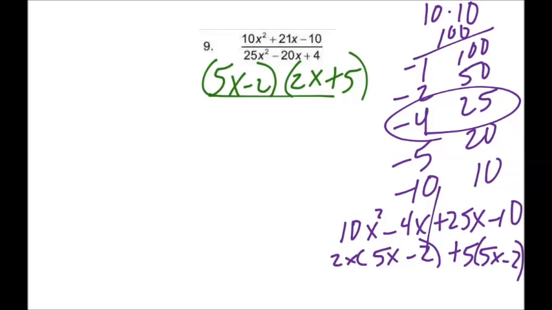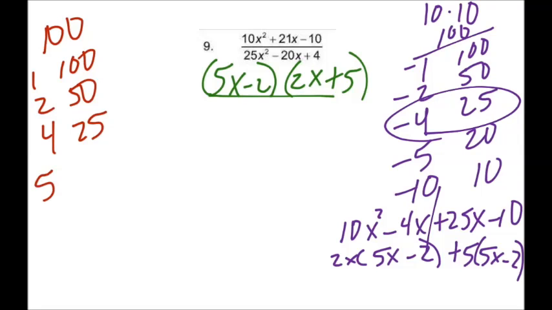On the bottom over here, you're going to find the factors of 100 again, because 25 times 4 is 100. So 1 and 100, 2 and 50, 4 and 25, 5 and 20, 10 and 10. Signs are the same, and they're all negative. And they have to equal negative 20.